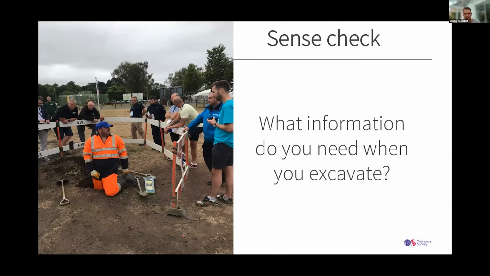At the very start, we actually did a sense check, and we had the colleague from Northumbrian Water who actually excavated and exposed the utility asset. And that was really useful at the start of the week to figure out what information is required for somebody excavating an underground utility asset. What do they need to know? What are they interested in when it comes to the information that could be on the map?